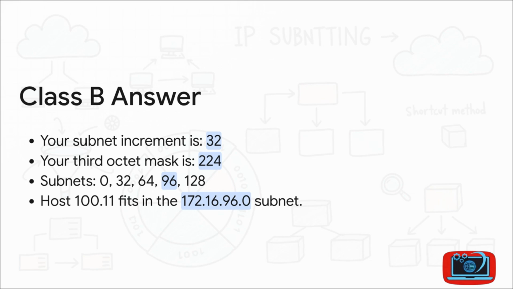172.16.0.0, then 32.0, then 64.0, then 96.0. Hey, wait, our host is 172.16.102.1. That fits right into the 172.16.96.0 subnet. Done. Again, in seconds.